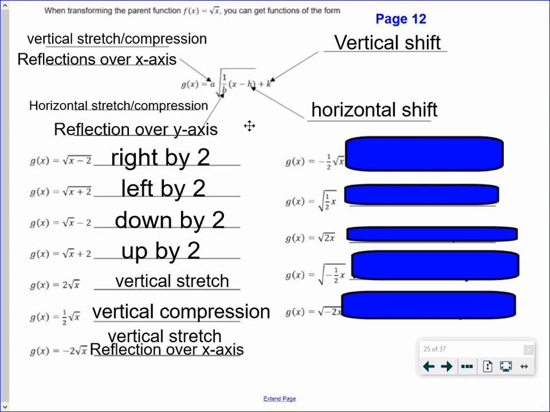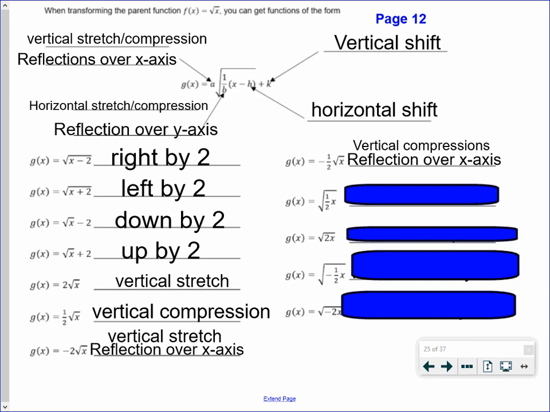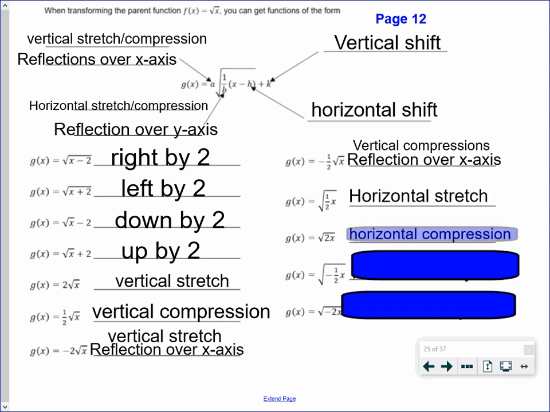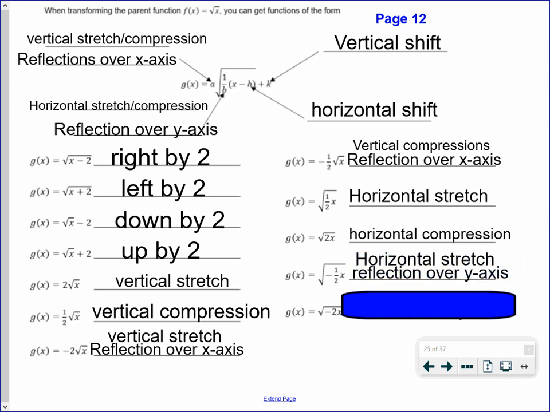On the next column, the first one is a vertical compression by a factor of 1/2, and it's also a reflection over the x-axis. Next, that's a vertical stretch by a factor of 2, then a horizontal compression by a factor of 1/2. Then we have a horizontal stretch by a factor of 2 and a reflection over the y-axis. And the last one is a horizontal compression and a reflection over the y-axis. It's a horizontal compression by a factor of 1/2.